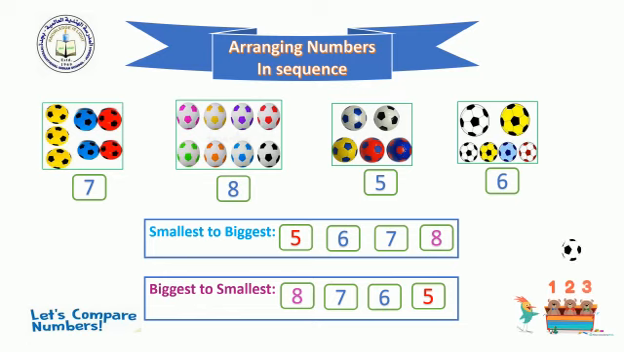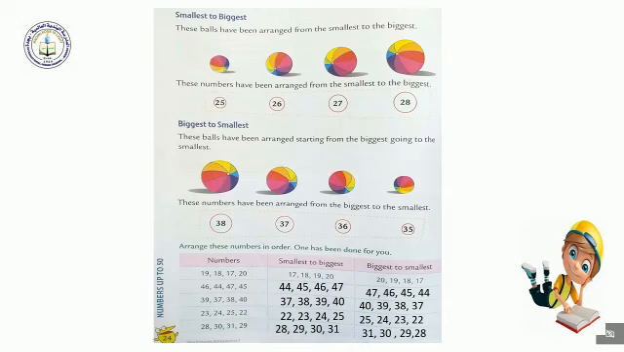Now children, you all should try to arrange the numbers from smallest to biggest and biggest to smallest in the columns given on page 24 of your math textbook. Now once you complete, check the answers. Hope you all have done it correctly.